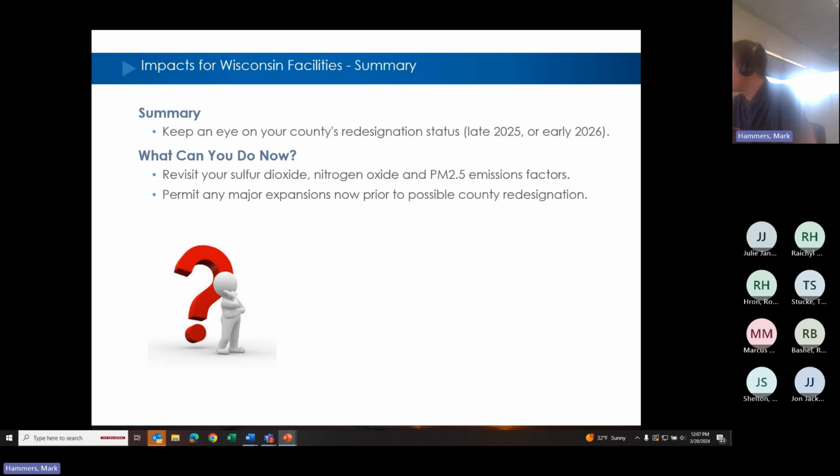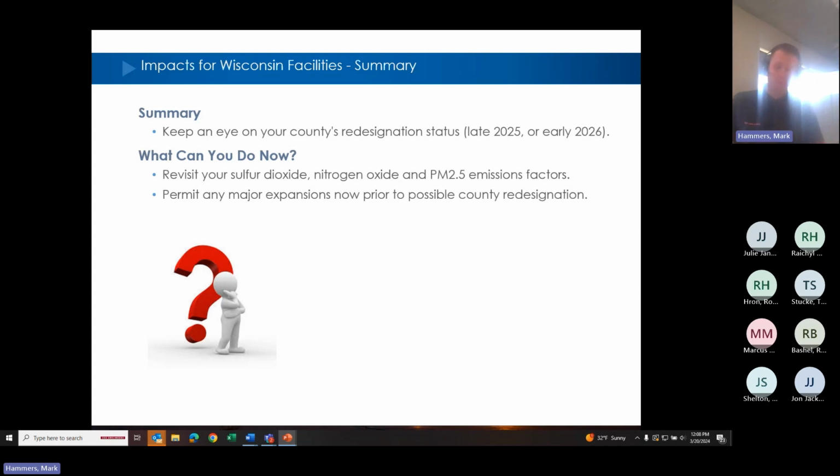What's really going to impact people is this redesignation, right? So keep an eye out late 2025 or early 2026. Ask, where's my facility located? Am I in an area that's going to be non-attainment? And if so, what can I do going forward? Well, what you can do is revisit your sulfur dioxide, nitrogen oxide, and PM2.5 emission factors, right? Make sure that the emission factors you're currently using to estimate emissions are accurate for that particular process.